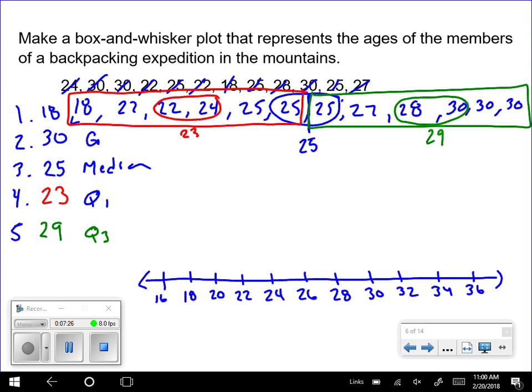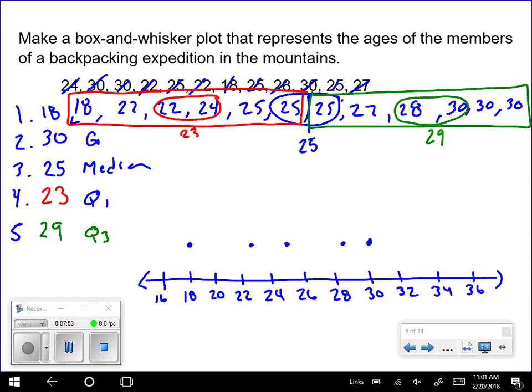Okay, so I'm going to plot my points. My least is right here at 18. My greatest is at 30. Okay, my median is at 25, so that's going to be right here between 24 and 26. My quartile 1 is at 23. And my quartile 3 is at 29. So here are my points.